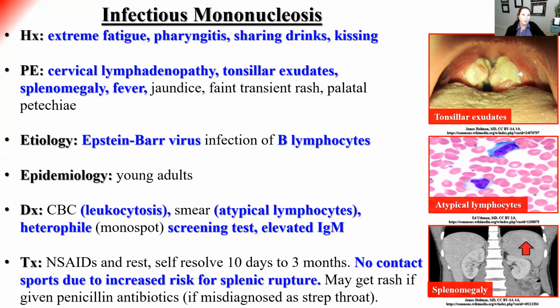Treatment for this is supportive. Anti-inflammatories, rest. This can take a long time to go away. So self-resolve in about 10 days to 3 months. Here's the important counseling point. No contact sports because that spleen is enlarged and it's easier to rupture and you can bleed out and die if you have a ruptured spleen. So avoid any kind of contact sports with mononucleosis because of the risk of splenic rupture.